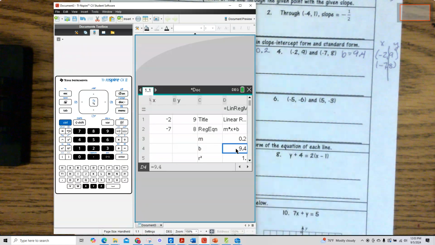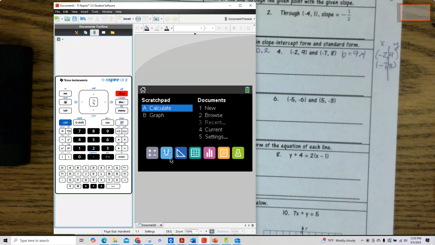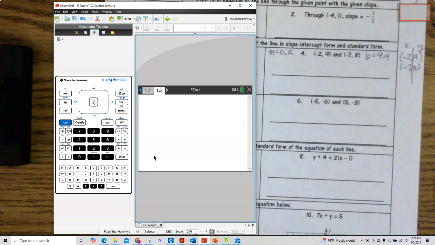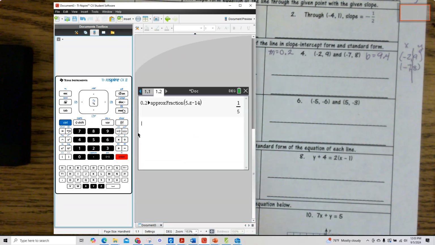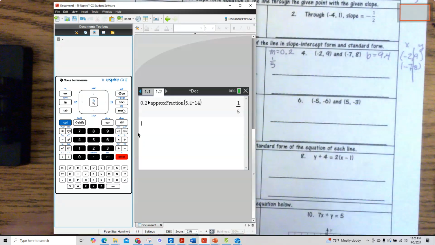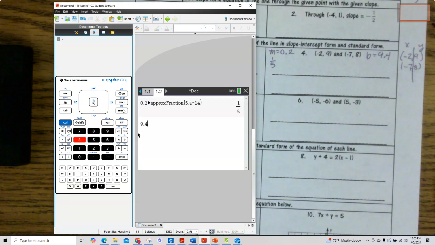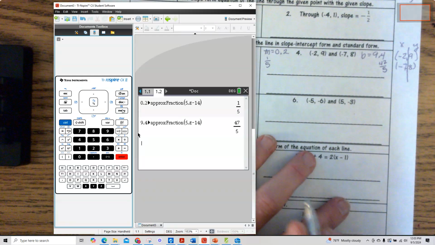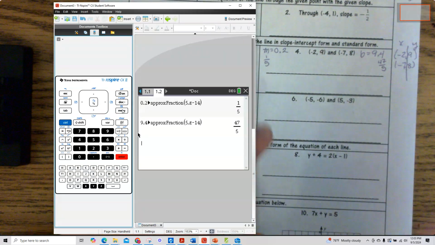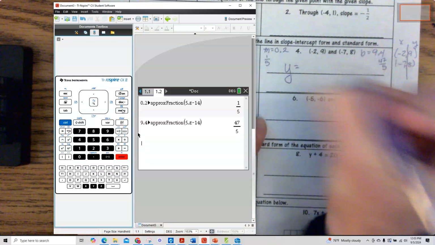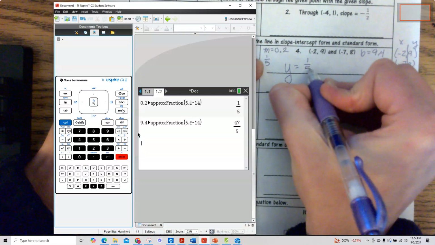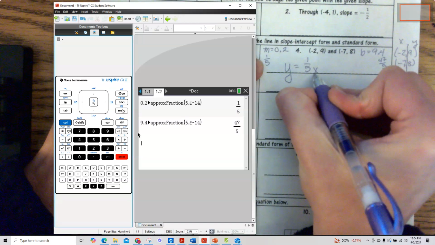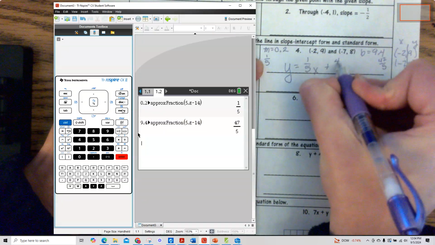So they're both decimals, so I'm going to have to convert them. No decimals. Scoot that over a little bit. All right, so 0.2, menu 2, that's a fifth. And then 9.4, menu 2, 47 over 5. And that's okay. I know that's scary looking, but it's okay. So slope-intercept form, y equals, slope comes first, then the x, then the y-intercept.